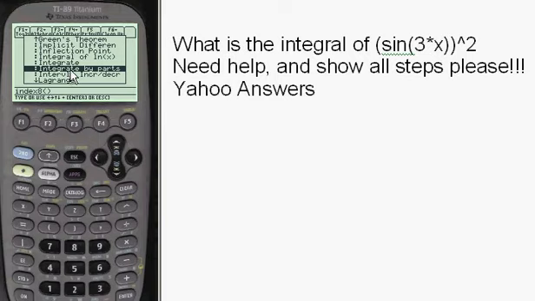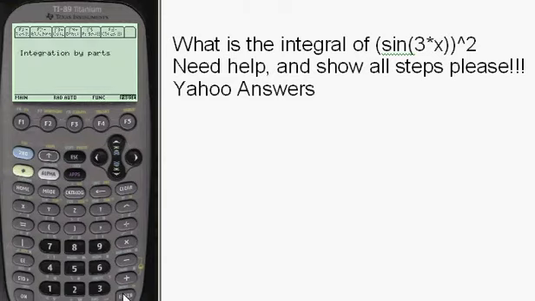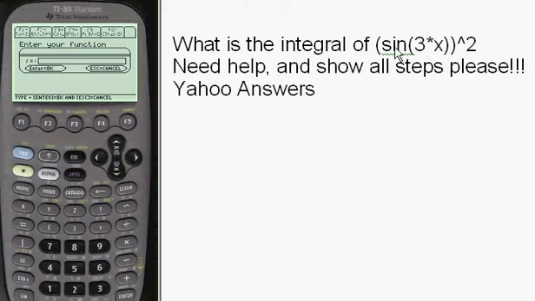I'm already at integration by parts here, because anything with sine or cosine or e to the x, exponential stuff, logarithms, is all integration by parts if you're doing integrals of those, okay? So we press enter, get into the program, we enter the function here.